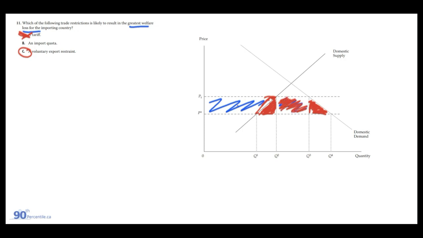All the difference in the new price and the quantity demanded is all accruing to the foreign exporters of the goods to be able to supply the demand in the domestic market. So in a voluntary export restraint, all the benefit is really going to the foreign country, so it's not going to benefit the domestic country.